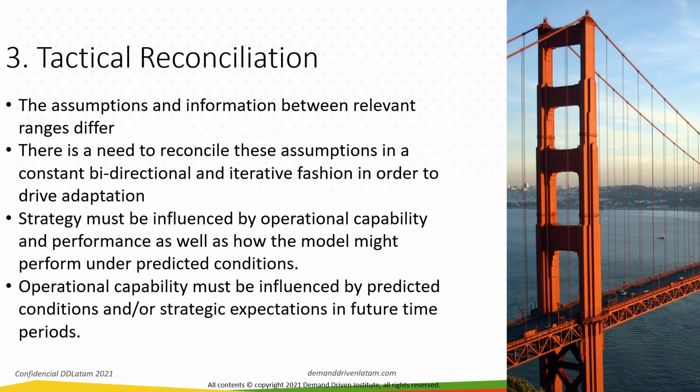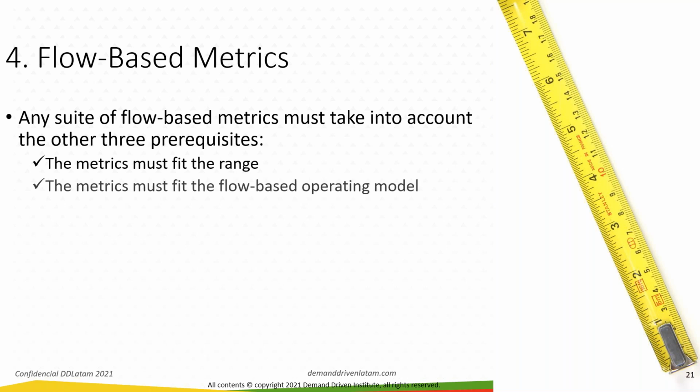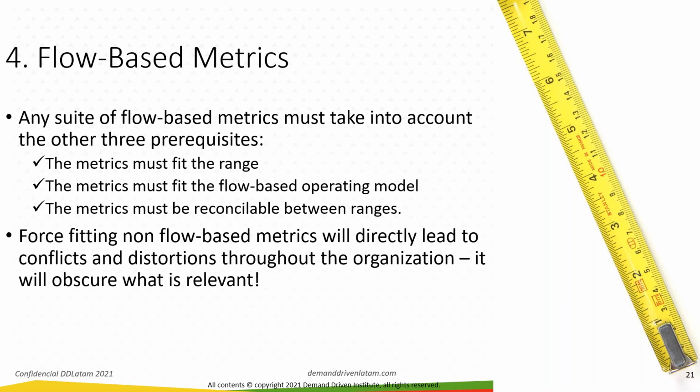Now, flow-based metrics. Any suite of metrics has got to take into account the other 3 things: the relevant range, the bidirectional tactical reconciliation, and this idea of relevant information. So they got to fit the range. It has to fit that flow-based operating model, and it has to be reconcilable. When we attempt to force fit cost-focused metrics, that leads to distortion, it leads to conflict, it leads to oscillation, and it leads to disaster, because we're putting our people in a no-win, what's called a double bind. We're making our people choose the least worst choice.